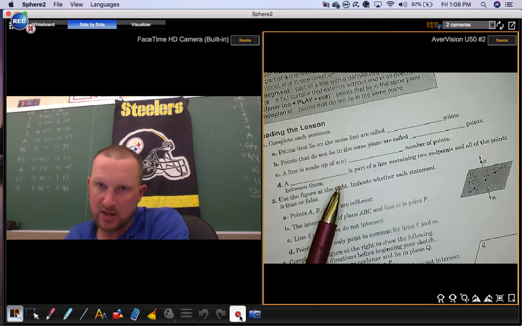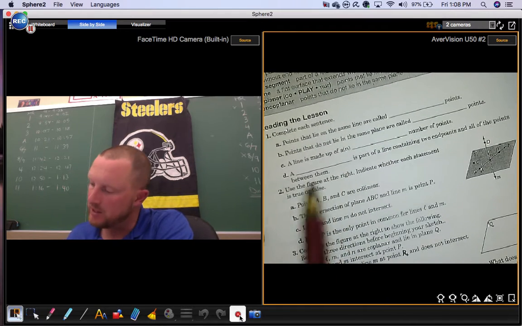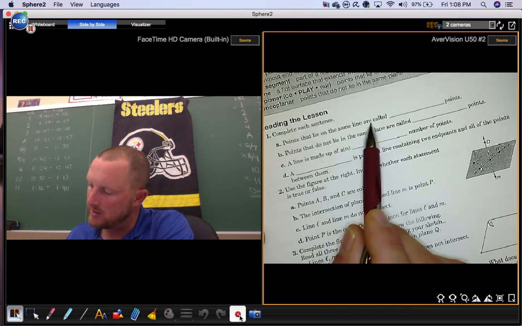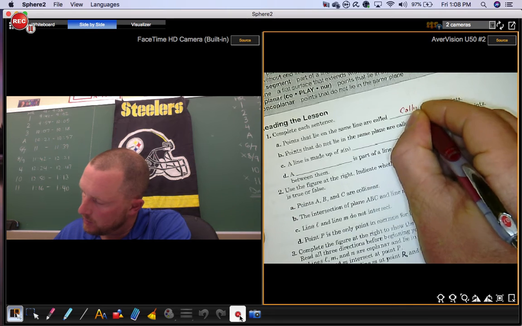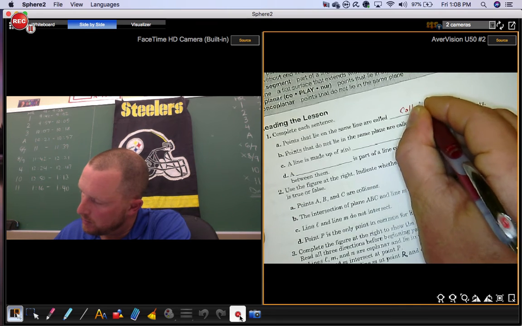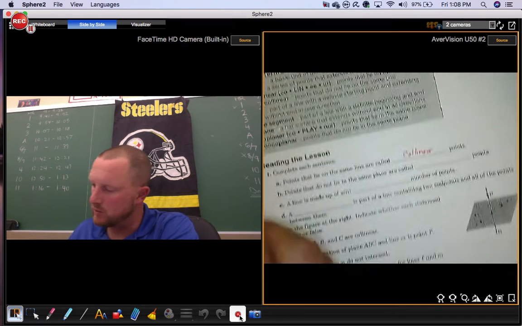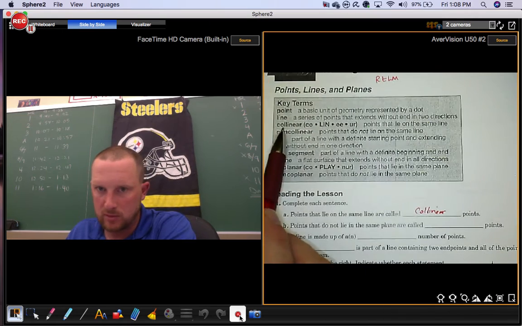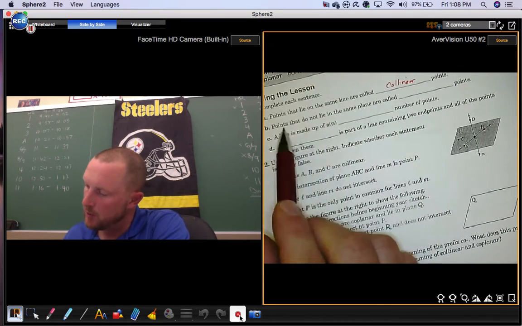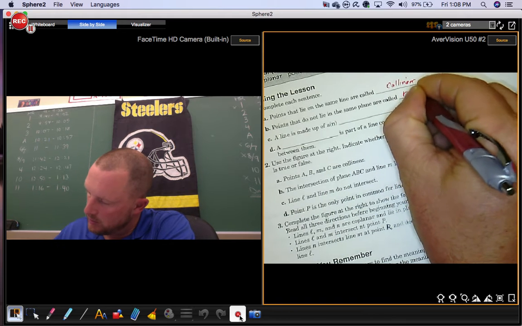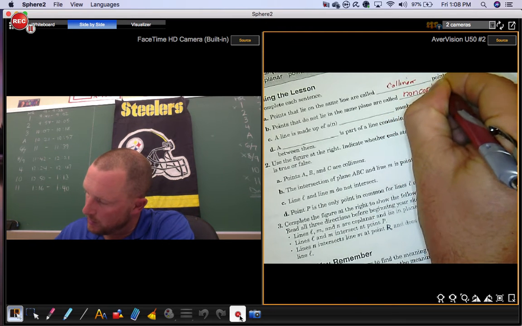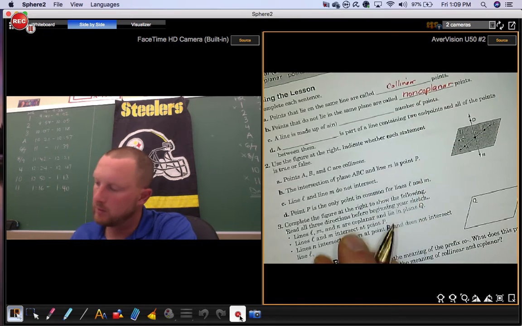Okay, so this first section is on reading the lesson. We're going to complete each sentence. Points that lie on the same line are called collinear points. You could refer back to your notes, or you could look right up here. Collinear. Part B, points that do not lie in the same plane. Those would be non-coplanar points.